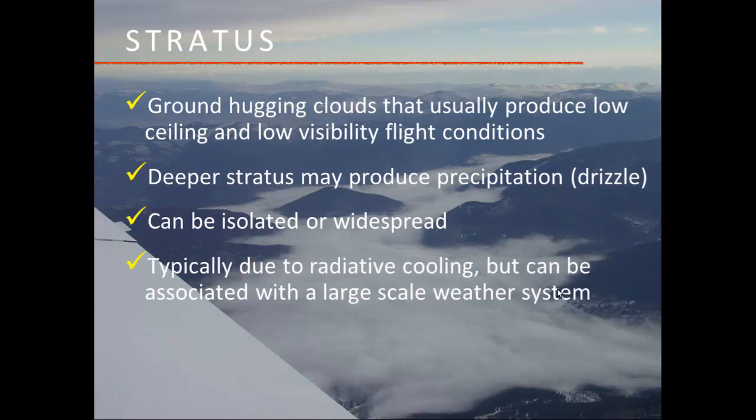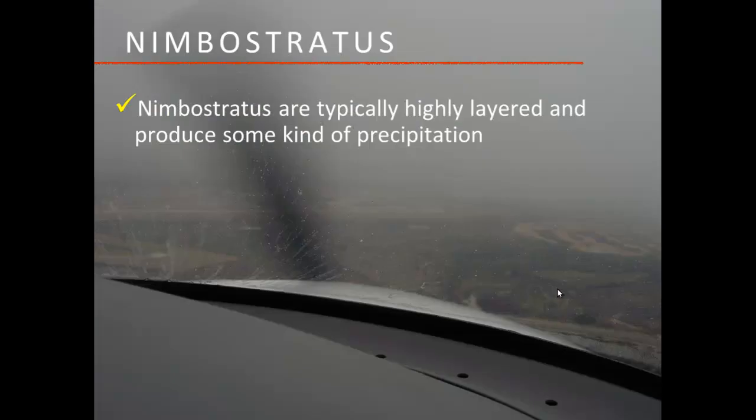So typically we have this radiational cooling that occurs in the overnight hours or early morning hours. As the Earth radiates its heat, we get cooling at the surface, and that can produce these stratiform stratus clouds. But it can also be associated with large-scale weather systems such as warm fronts.